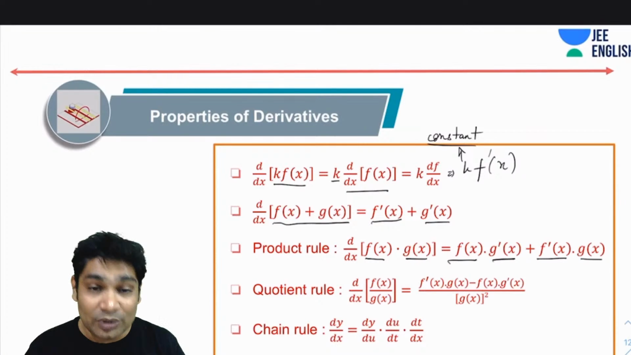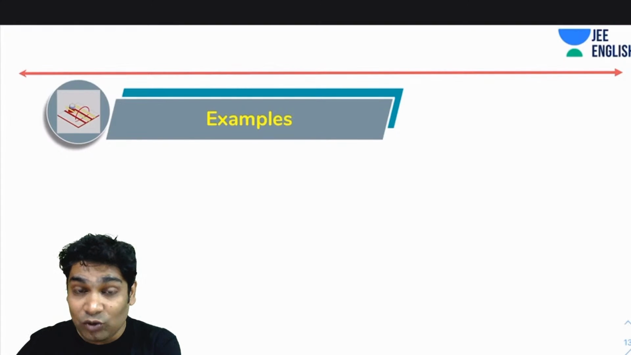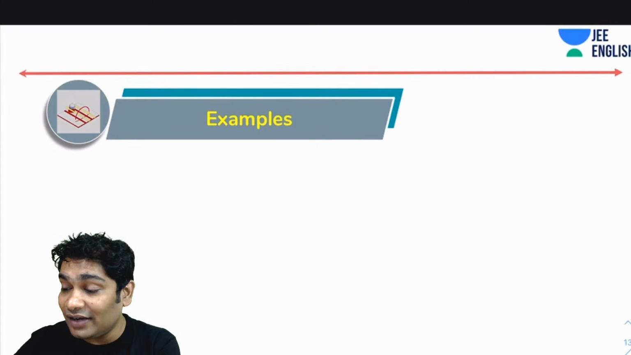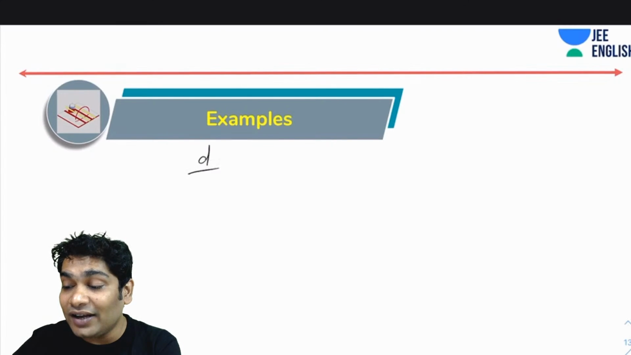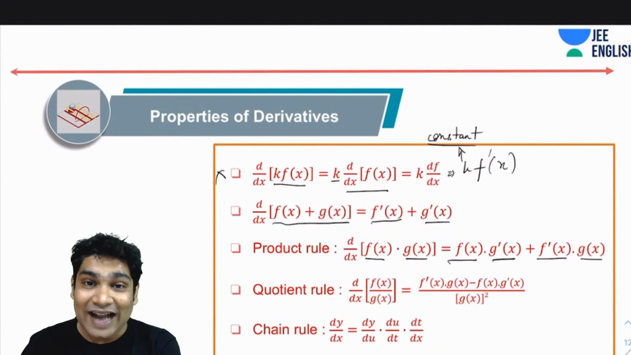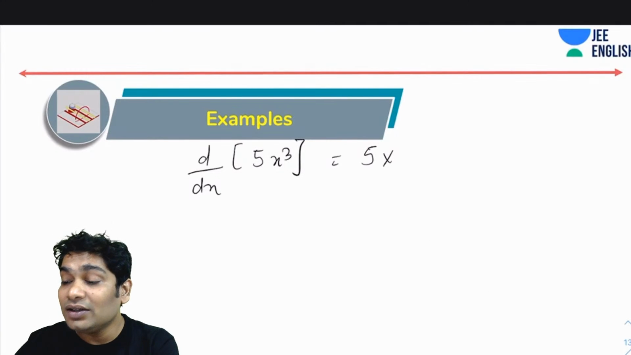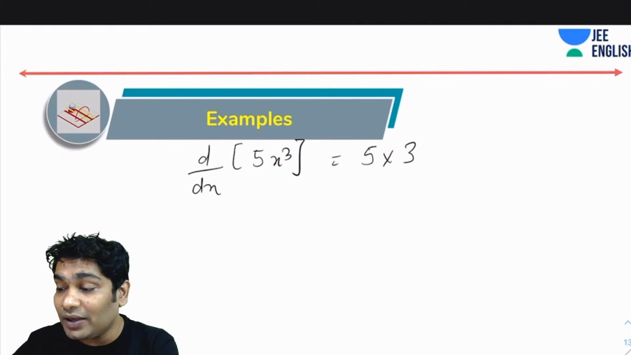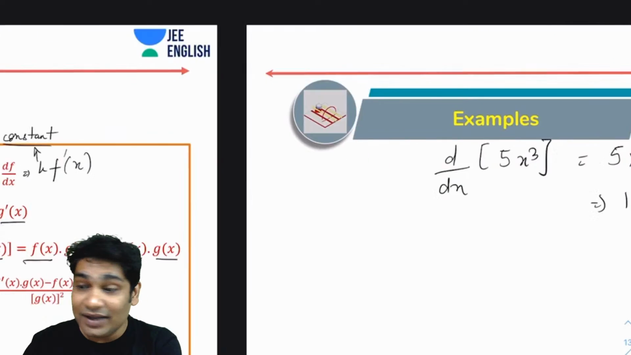Let's take examples of all of these. Yesterday we discussed that the derivative of x to the power n is n times x to the power n minus 1. So let's say I have to find today dy by dx of 5x cube. That falls under my first category, k times f(x). So the derivative would be 5 times the derivative of x cube. The derivative of x cube would be 3x to the power 3 minus 1. So it will be 15x square. That is where you can see I've used this property.